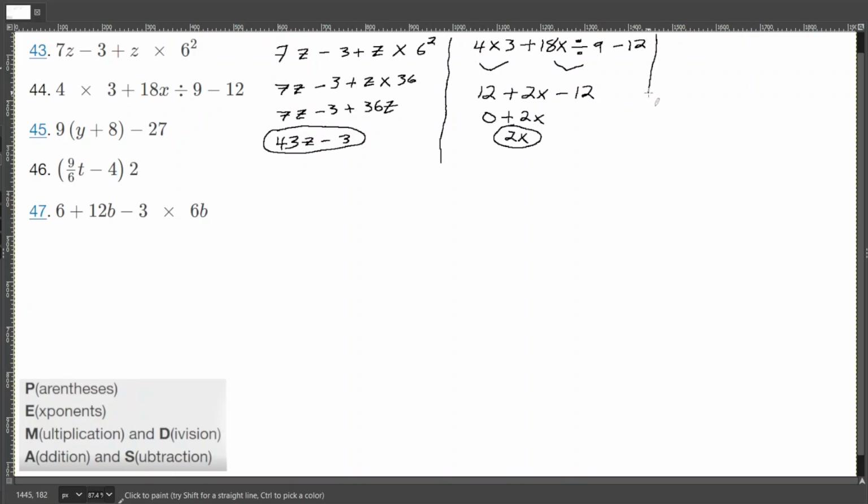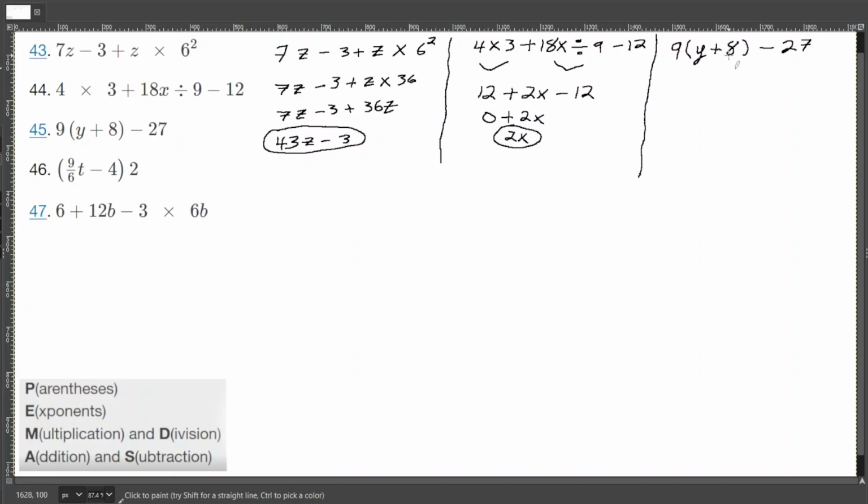Let's see if I can squeeze number 45 over here. So this one will be 9 times the quantity y plus 8, minus 27. Okay, so this one's fun already. So first thing we do, order of operations, we go in the parentheses. We say, oh man, I can't add this y to this 8. It's not 8y, so there are no like terms.